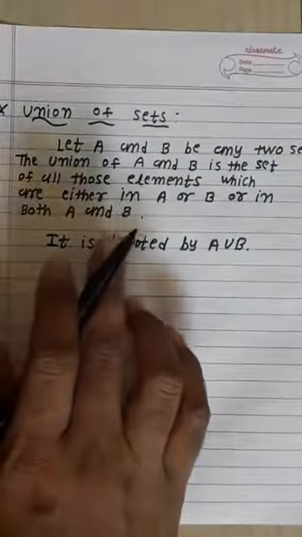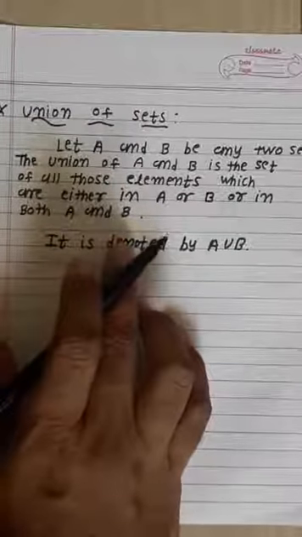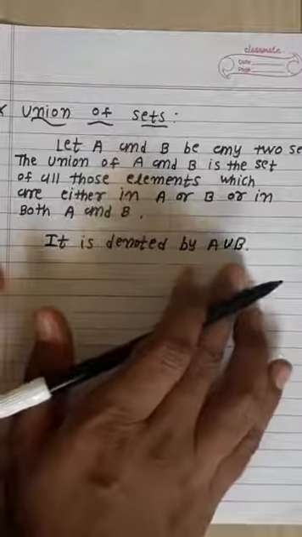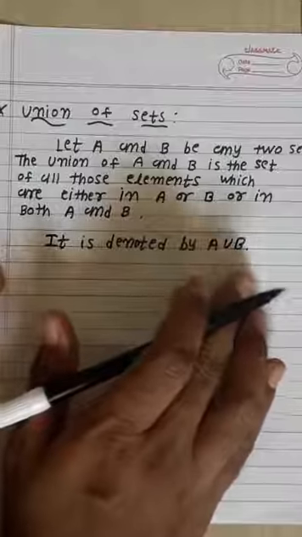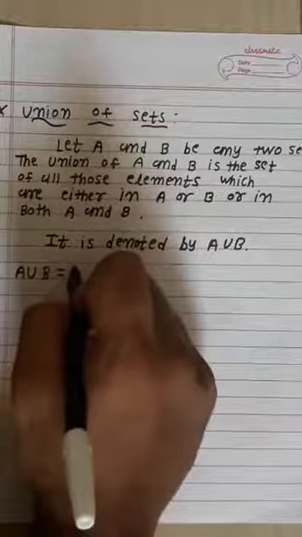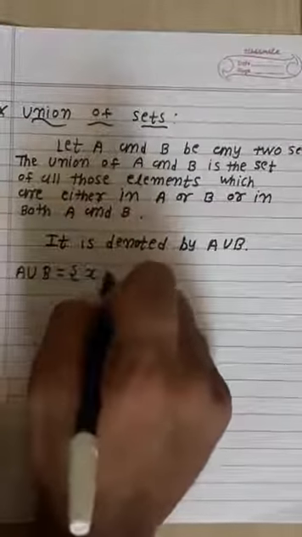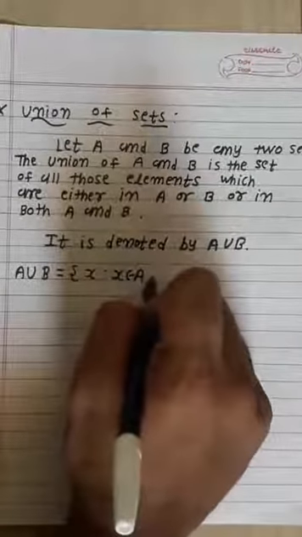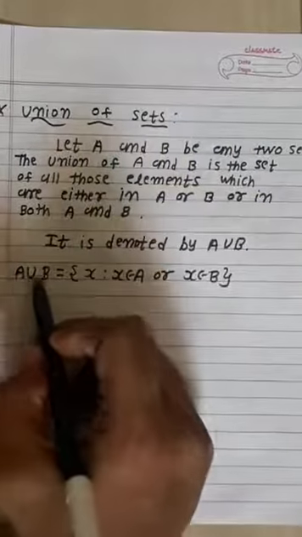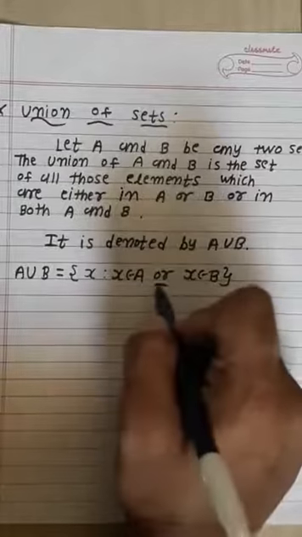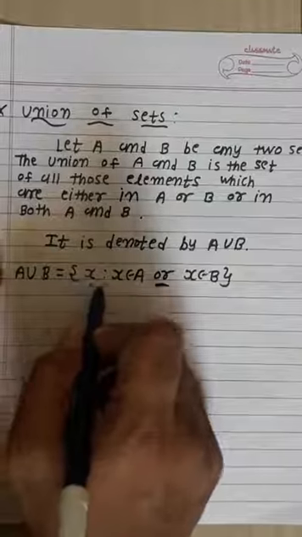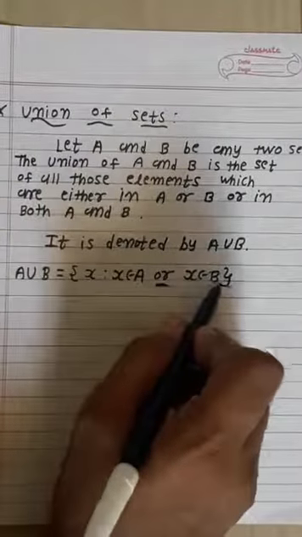Now what is the meaning of this definition? That means all the elements of set A as well as all the elements of B we can include in A union B. So it is called A union B. Symbolically we can write A union B is equal to the set of x such that x belongs to A or x belongs to B. In between, this notation is OR.